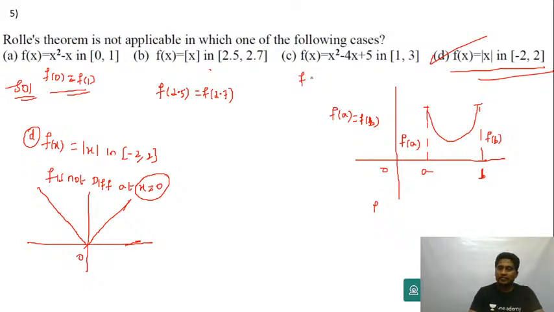Even here f of 1 is equal to f of 2, f of 3. So polynomial function continuous and differentiable, f of 1 equal to f of 3. Answer should be option D, sorry, the last option, option D. Because you get a sharp edge at 0 and it is not differentiable, hence Rolle's theorem is not applicable. So answer should be option D. Logical question.